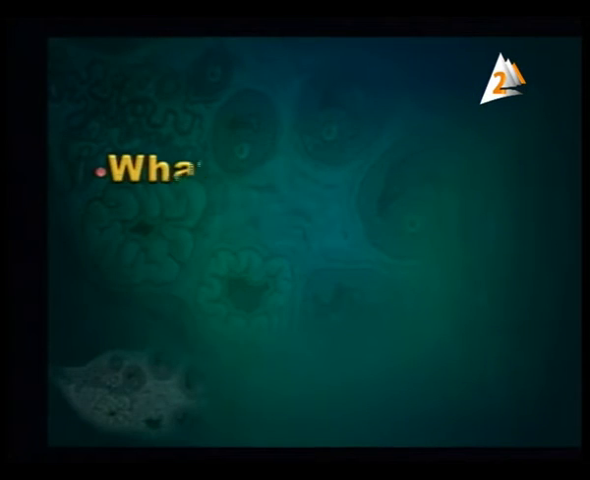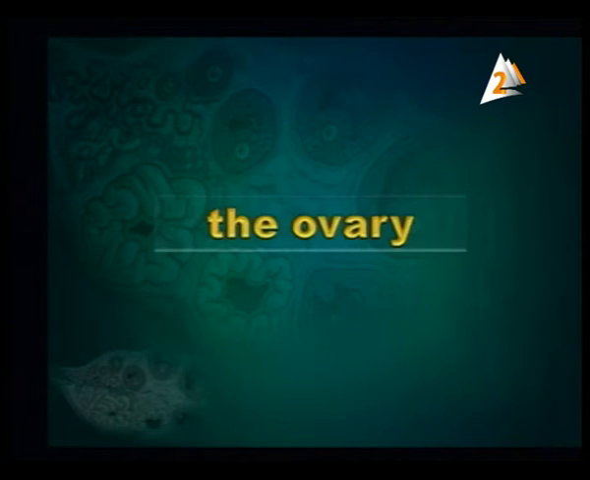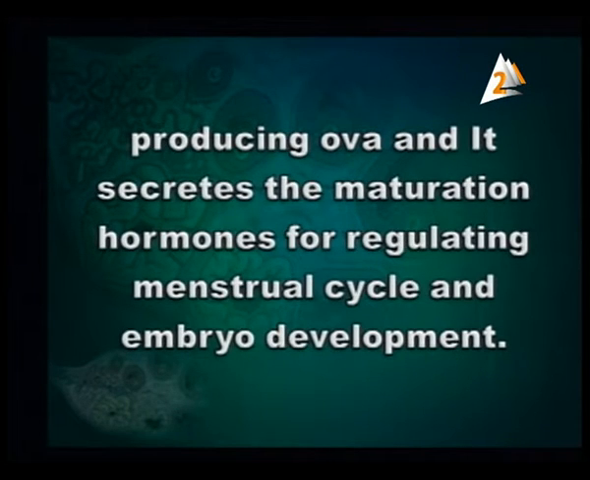And now, after we studied the female genital system and its importance beside the oogenesis, let us answer some questions. First question: what is the function of each of the following? The ovary: producing ova and female hormones to regulate the menstrual cycle and embryo development. Very good.